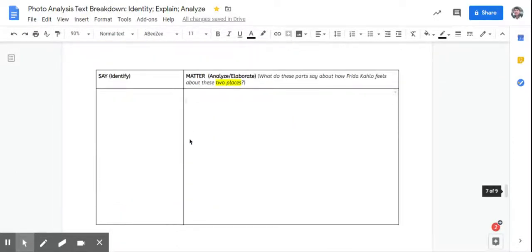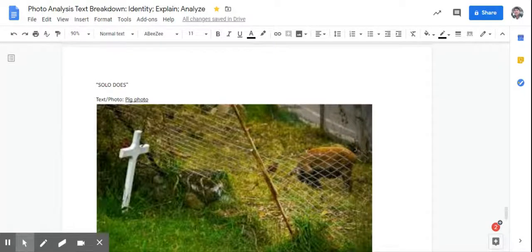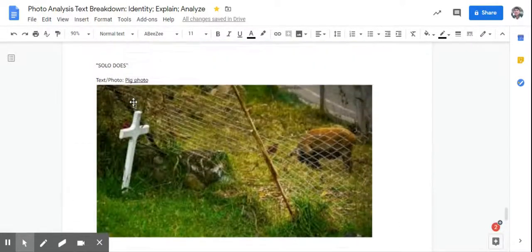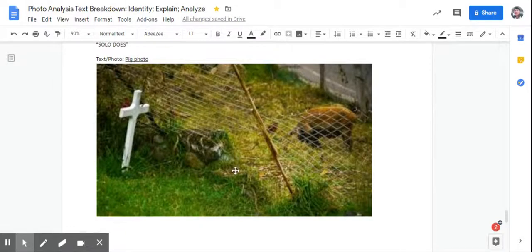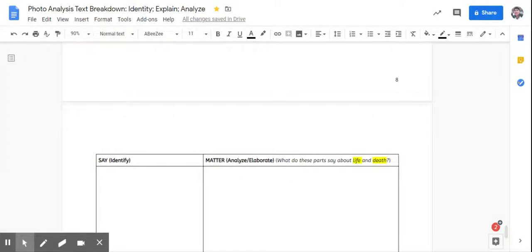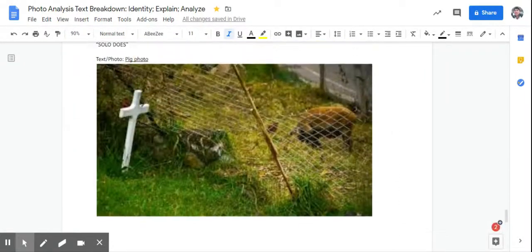Okay. And the last one, solo does. So that's just you. This one is just called Pig Photo. And just like the other two, you're going to identify what you see in the photo, and then in your analysis, your guiding question is, what do these parts say about life and death? Highlighted death, highlighted life. So for each of these texts, you have a particular lens. You're not just looking at it as a whole and analyzing. You are looking at it through specific lenses.